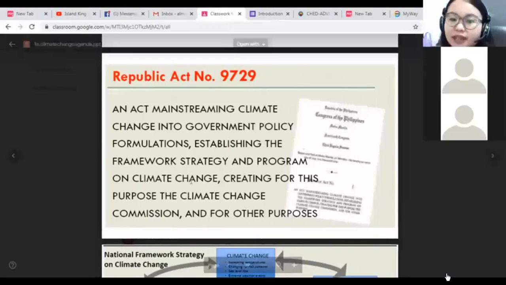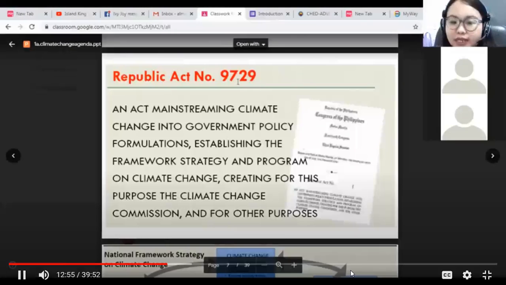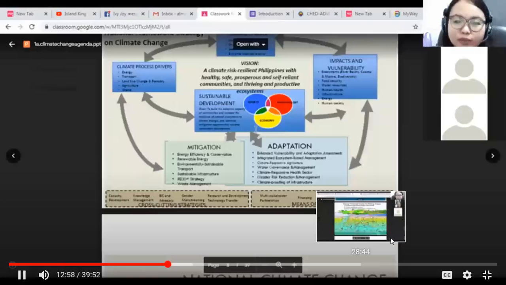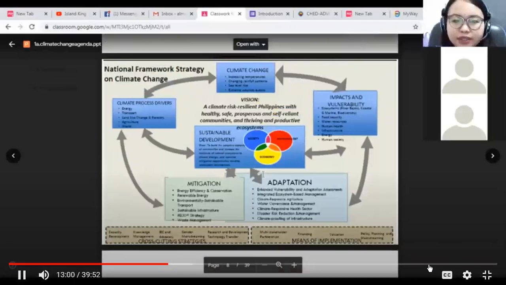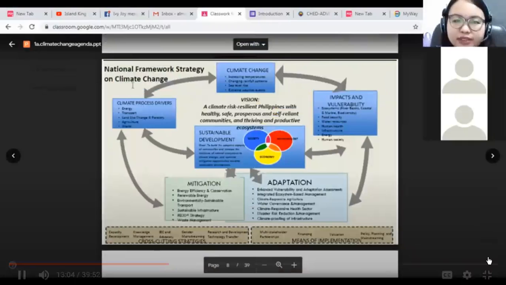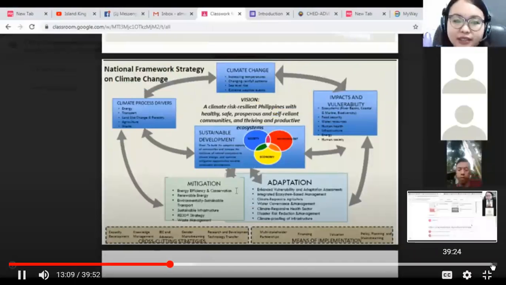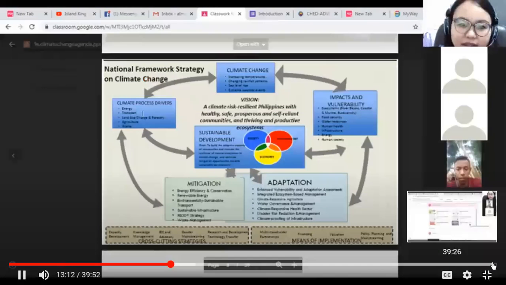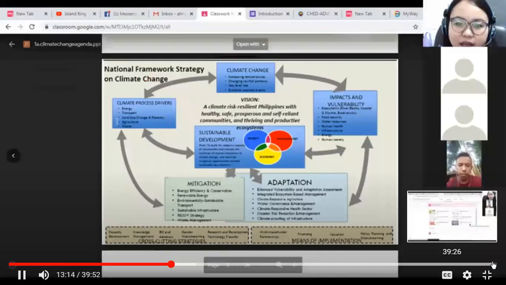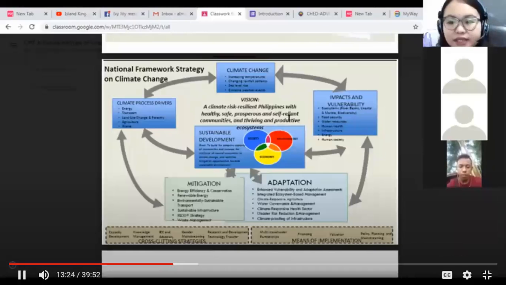So we have a Climate Change Commission by Republic Act 9729. This is their framework, the National Framework Strategy on Climate Change. And until now, we are still mitigating on this. Their vision is a climate risk resilient Philippines with healthy, safe, prosperous, and self-reliant communities, thriving and productive.